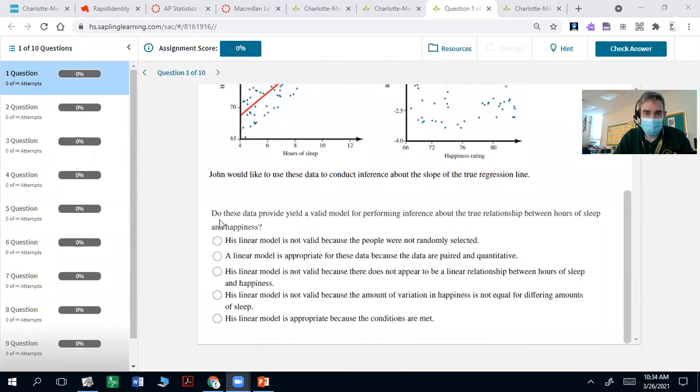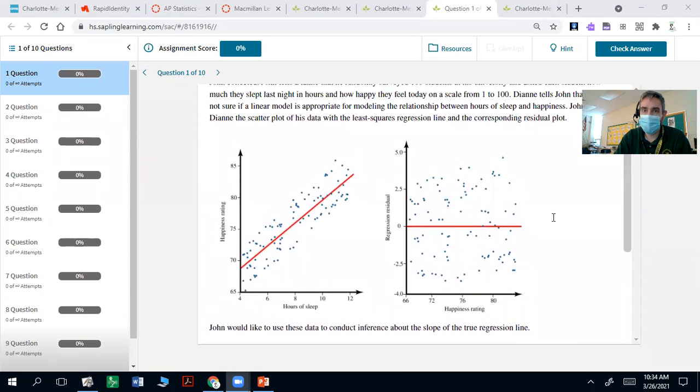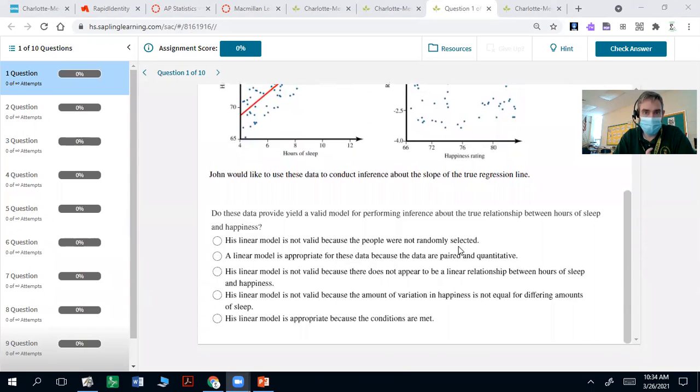So let's look at what the question's asking. Do these data yield a valid model for performing inference about the true relationship between hours of sleep and happiness? Well, I would look at that data and say yes, they do, because a linear model seems appropriate. There's no pattern in the residuals, but we got to understand why that is, okay? So I think the linear model is valid.